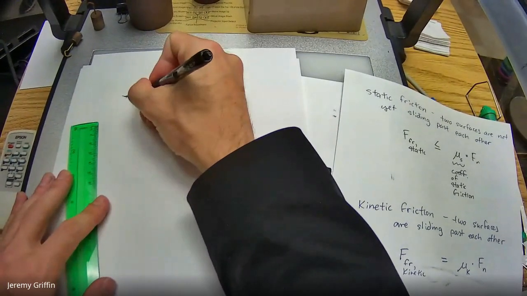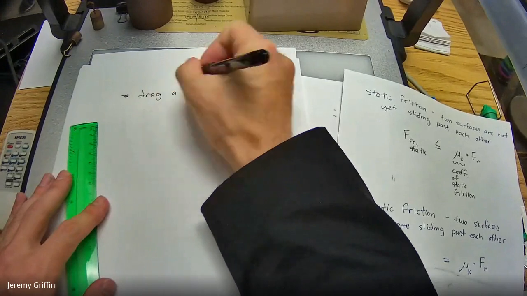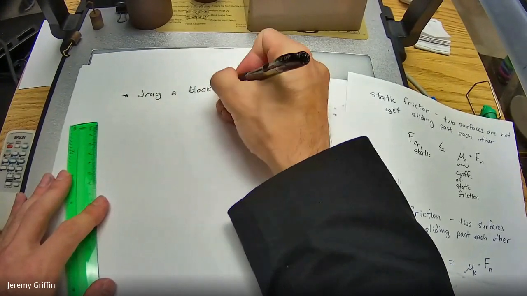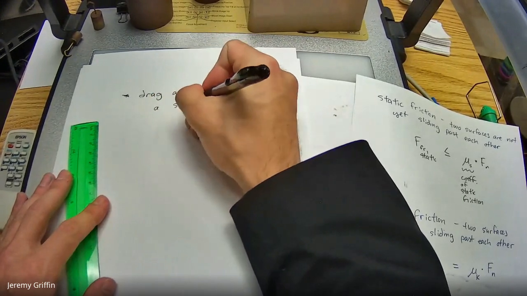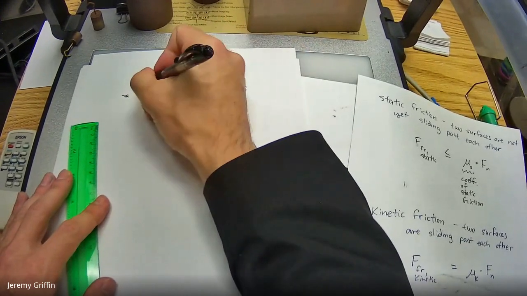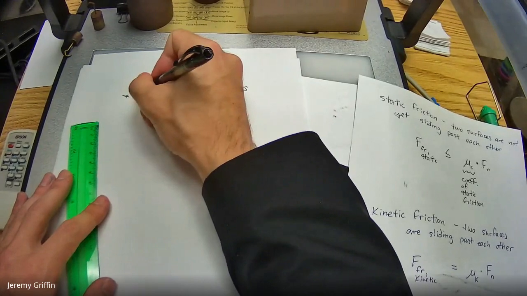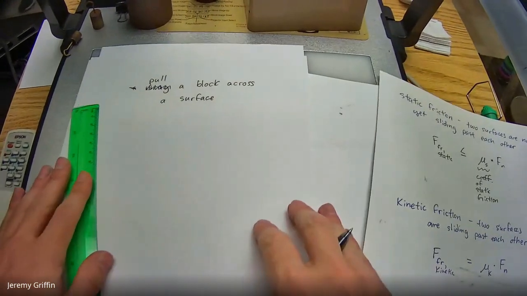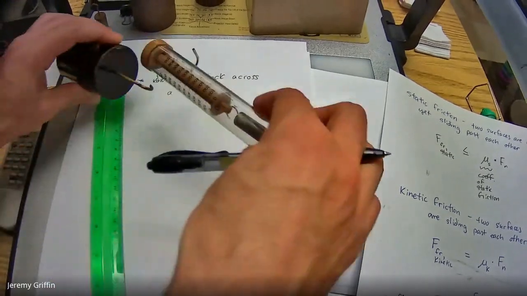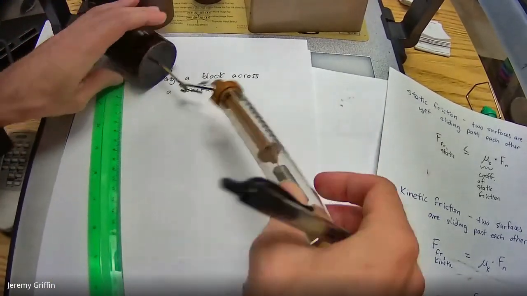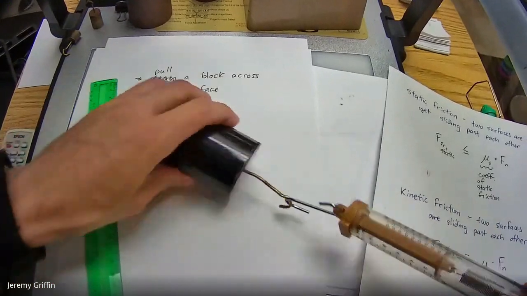Right. Let's say you're dragging a block across a surface. I say drag, maybe pull. I like that verb more. You're pulling a block across a surface. So you've got your spring scale, got your weight, you're just pulling across the surface. All that's going on very simply is this right here. Just pulling across the surface.